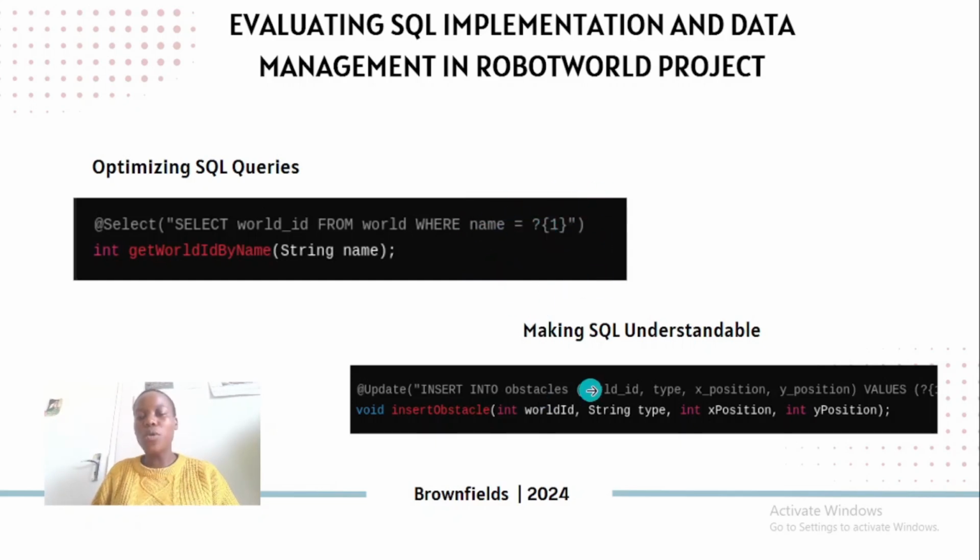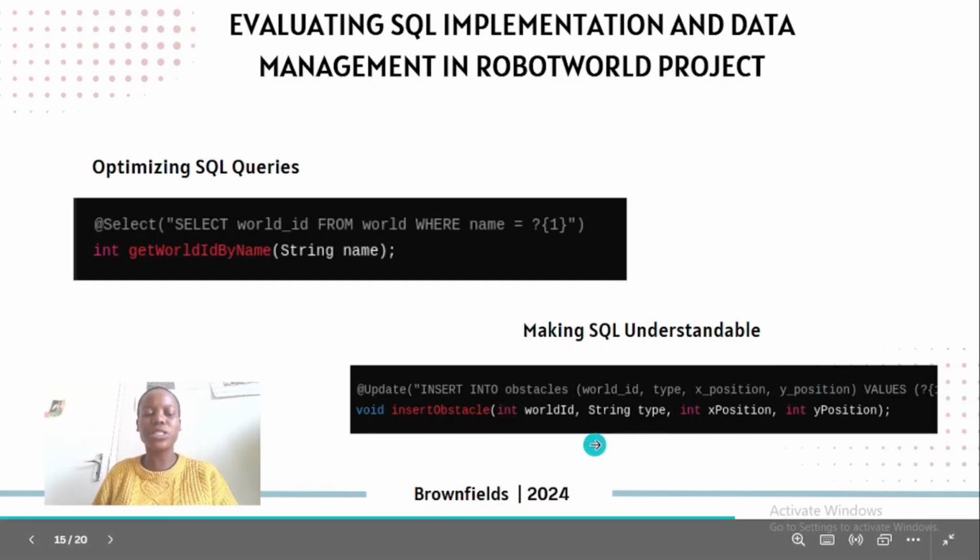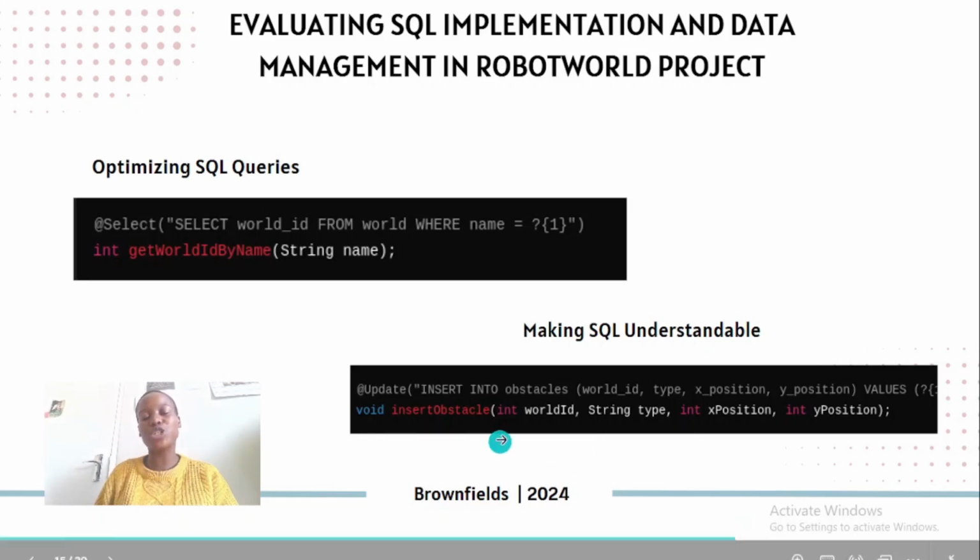And then going to making SQL understandable. The query uses descriptive column names, which are X position, Y position, that clearly indicate the purpose of each field. This approach enhances the readability and understandability of SQL code.